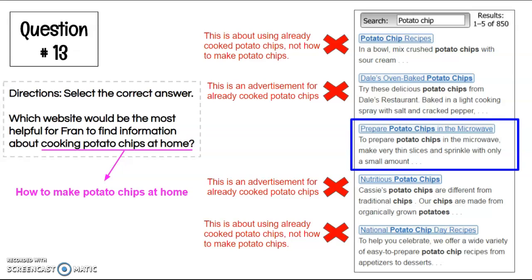So the answer is the middle one, prepare potato chips in the microwave. It's the only one that talks about how to make potato chips at home.